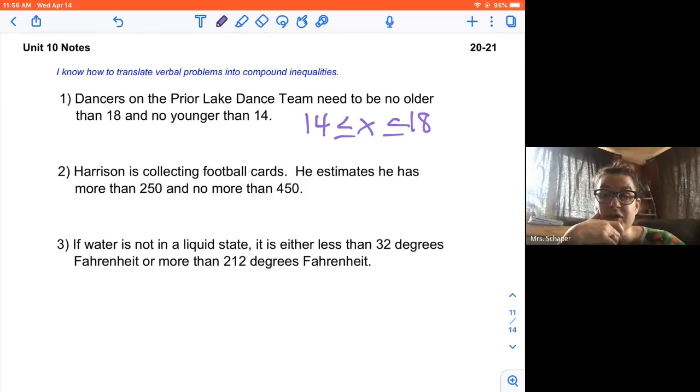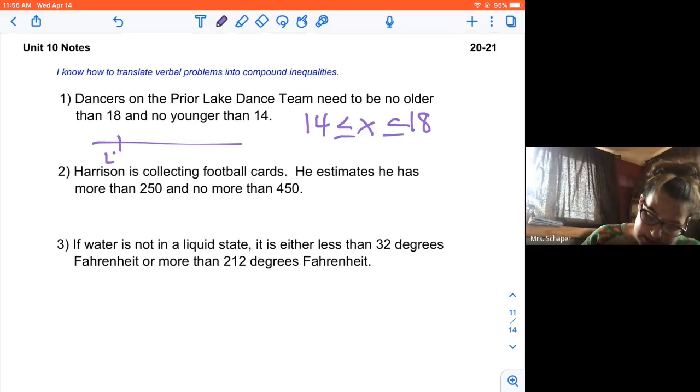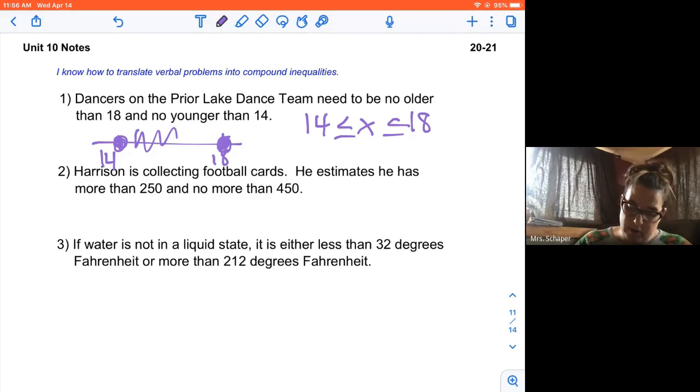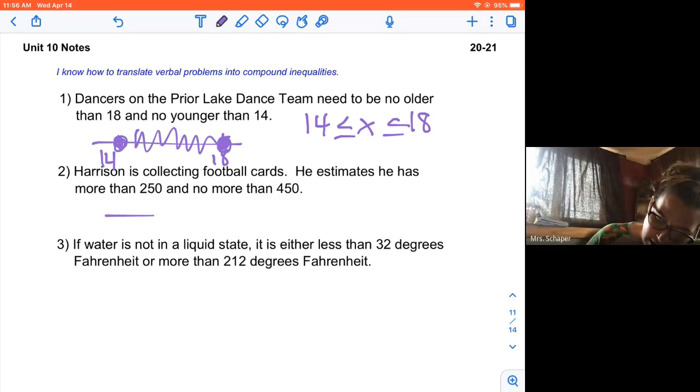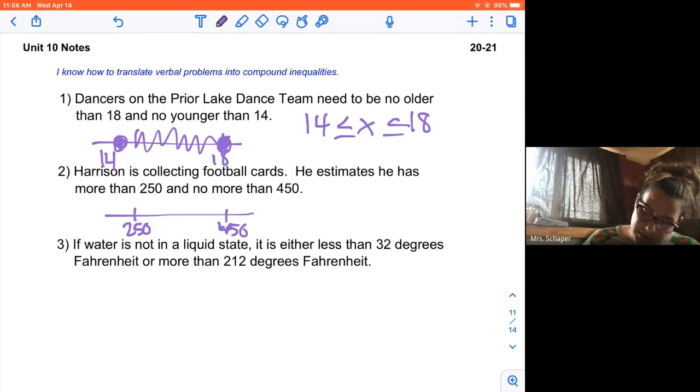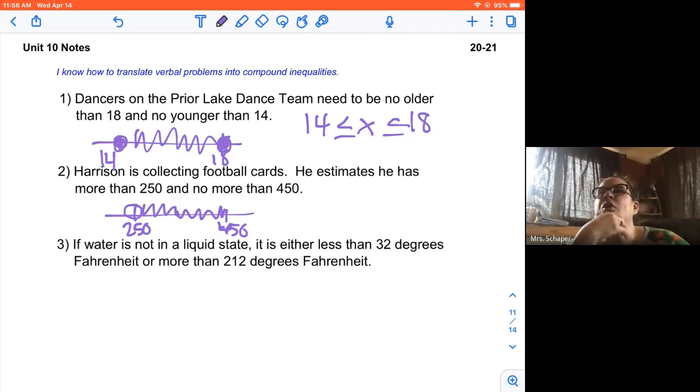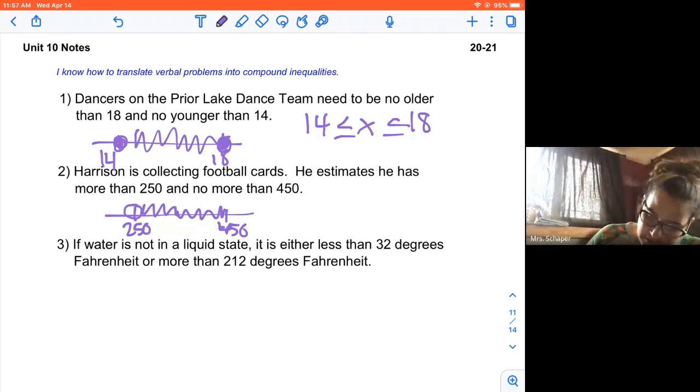Now, some of you might find it helpful to graph the pictures before you put it as an inequality. That works too, because sometimes it's easier to say, okay, this is 14, this is 18, fill it in, okay? And it's got to be somewhere in between. Okay. All right, Harrison is collecting football cards. He estimates he has more than 250, but no more than 450. So if I want to look at it as a picture, sometimes it's easier to do that. He has more than 250, so it's going to go this way, but no more than 450. If he has more than 250, he doesn't have 250, but no more than 450. That could include 450, so that's going to be a filled in dot.